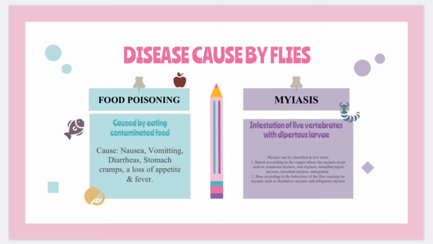Myiasis can be classified in two ways. The first is based on the organs where the myiasis occurs, such as cutaneous myiasis, oral myiasis, nasopharyngeal myiasis, intestinal myiasis, and genital myiasis. The second way is based on the behavior of the flies causing the myiasis, such as facultative myiasis and obligatory myiasis. Usually in Malaysia, obligatory myiasis can be caused by the blowfly Chrysomya bezziana.